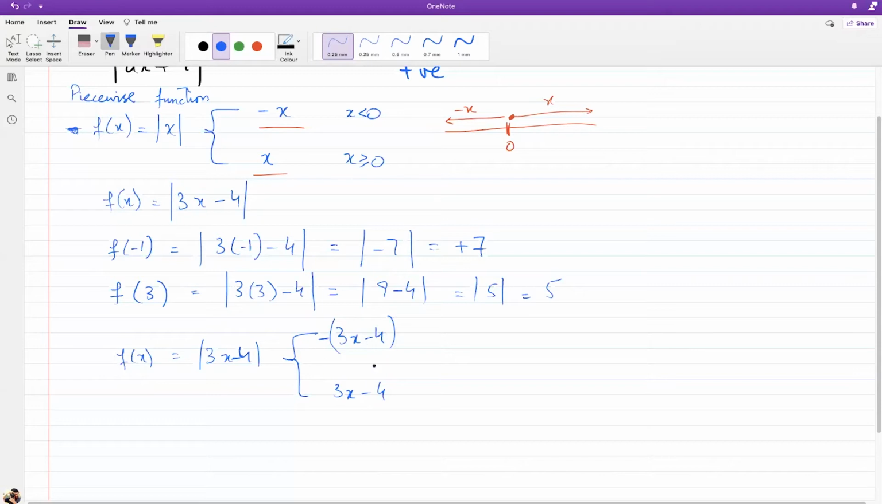But for this I need to know when my answer becomes 0. Which is the breaking point for this curve? So let me try it. 3x minus 4, when is this equal to 0? Now this is my rough work, okay? It is equal to 4 by 3. That means if x is less than 4 by 3, I will multiply it with minus 1. But if it is greater than 4 by 3, I will let it stay. So that is one way of solving it.